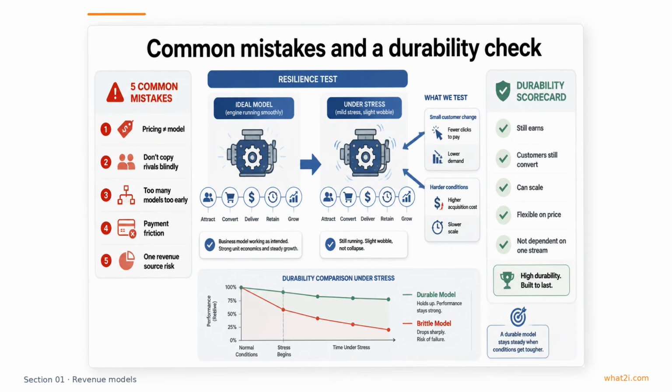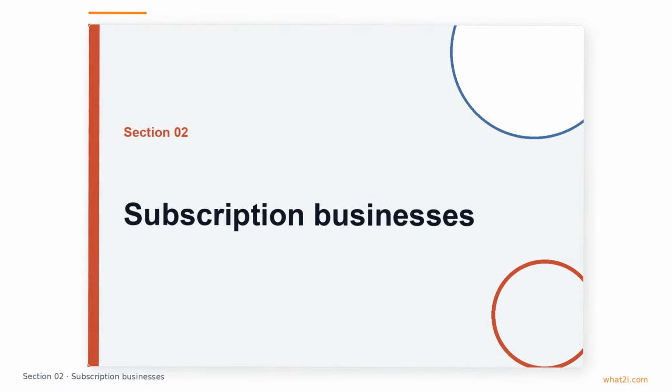Payment friction, limited scalability, and dependence on a single revenue source are other common weak points. A durable model is one that still earns money when conditions get a little worse, not one that only works in a perfect spreadsheet. Section 2.